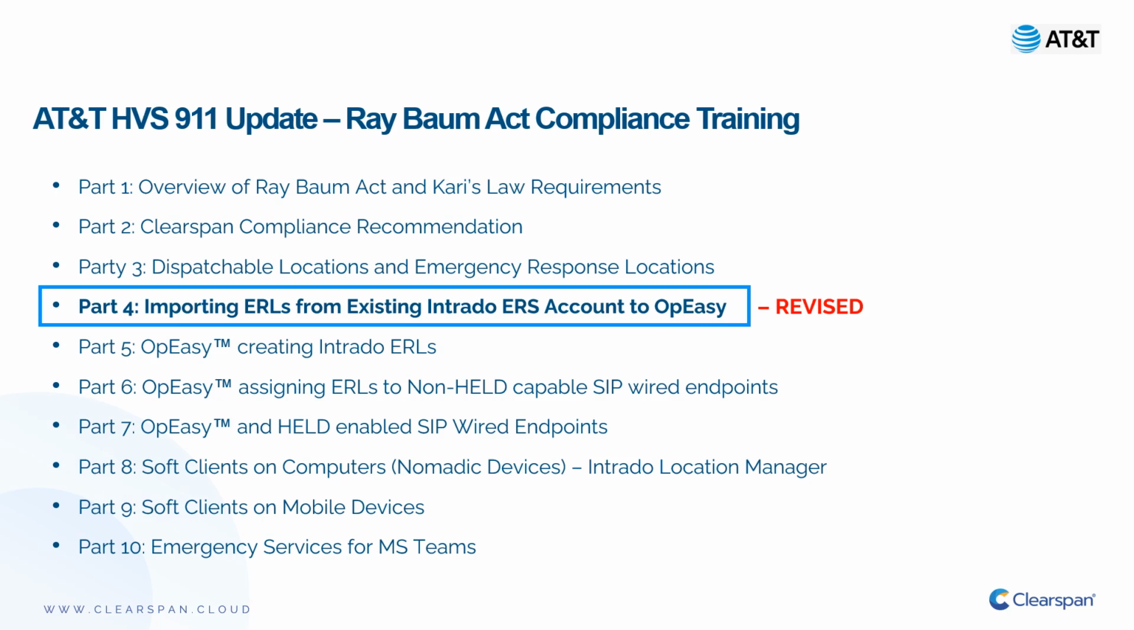Part 4 is applicable to AT&T HVS enterprises that have an Intrado ERS account prior to the release of OpEasy 21.1. Part 4 will provide information on preserving the data that you have in the ERS and migrating subscriber data into HVS.